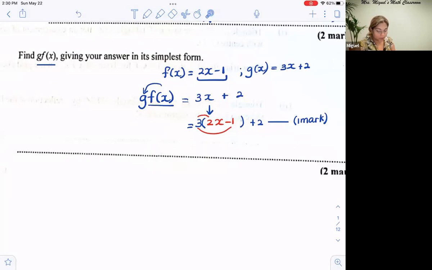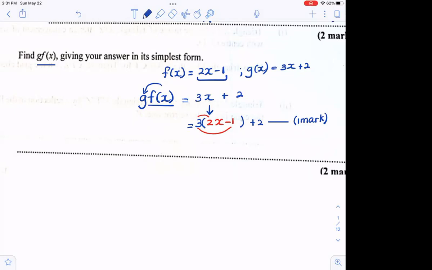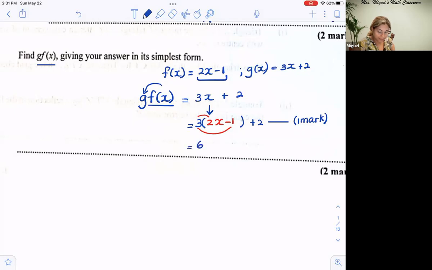Now, if this is all that you can remember, and this is all that you can do to put the inner in the outer, that is fine. You will still be awarded 1 mark, right? So if you cannot multiply the bracket, that is fine, you will still get 1 mark. For those of you who can use the distributive law, you will be awarded the 2nd mark. So 3 multiplied by 2x will give me 6x. 3 multiplied by -1 will give me -3 plus 2. Do you all have that?